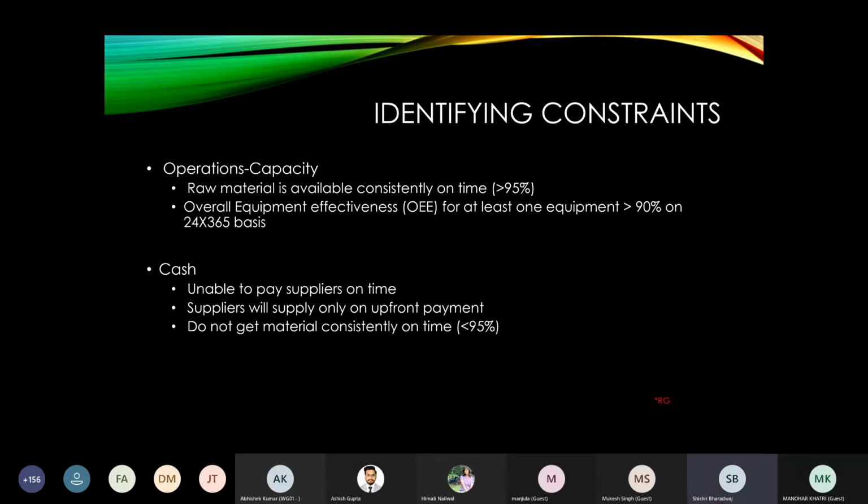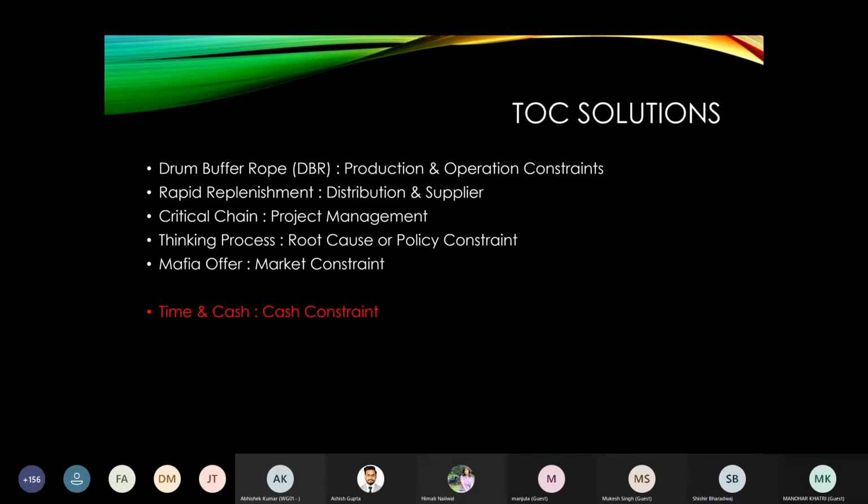So when we are talking about constraints, as you see the simplicity, the necessary and sufficient conditions have to be met for you to classify yourself as the type of constraint and hence use the methodology for it. So these are the solutions available for TOC constraints: drum buffer rope for production and operation, rapid replenishment for distribution and supplier, critical chain for project management, thinking process for root cause or policy constraint, and mafia offer for market constraint.